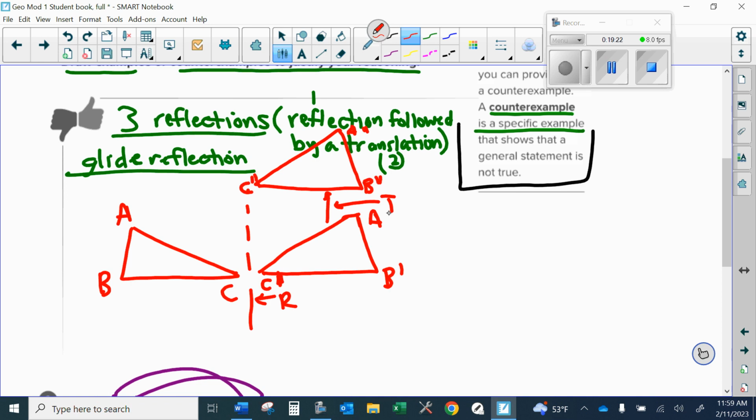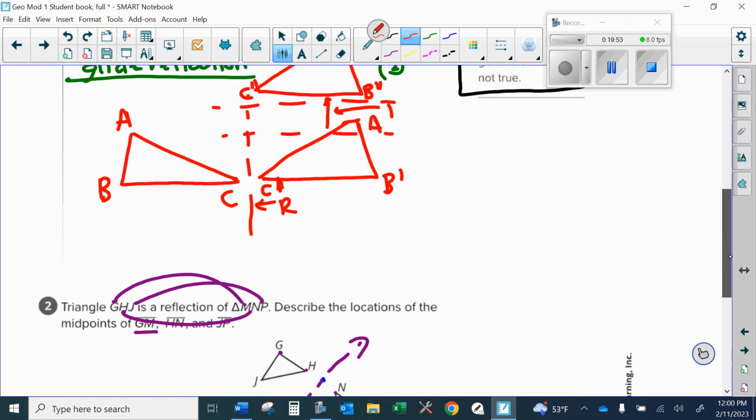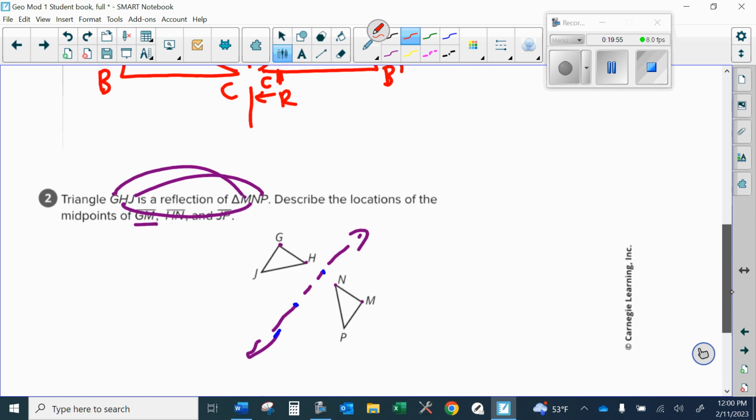I cannot go from ABC to A double prime, B double prime, C double prime in 2 reflections. It took 3. It took a single reflection, and then what this is, you really have 2 reflections over parallel lines. Okay, that moves it, slides it up. So that took a total of 3 reflections. So that'd be an example, also called the counterexample. All I need is 1 to show how that would not work. Okay, so now you got to see what a glide reflection is as well.